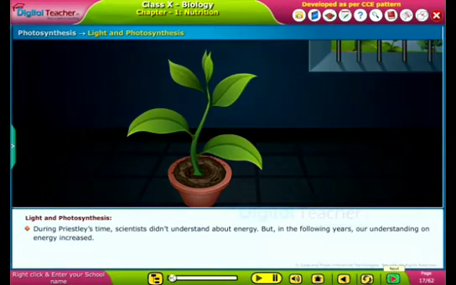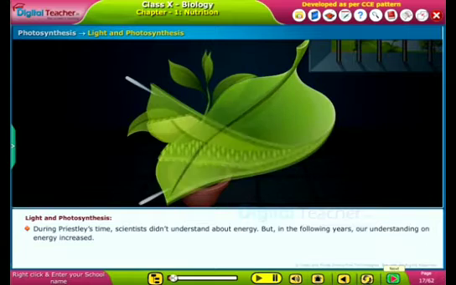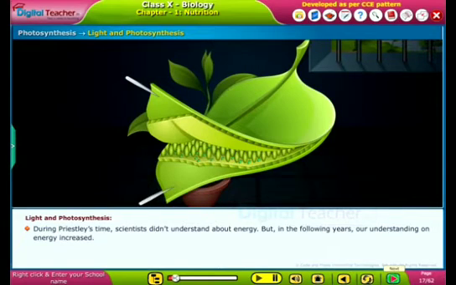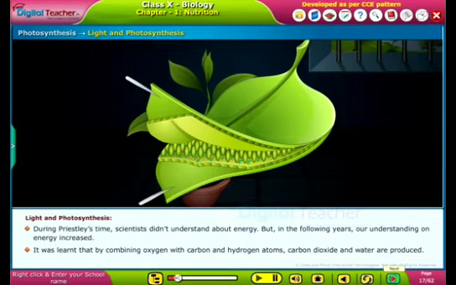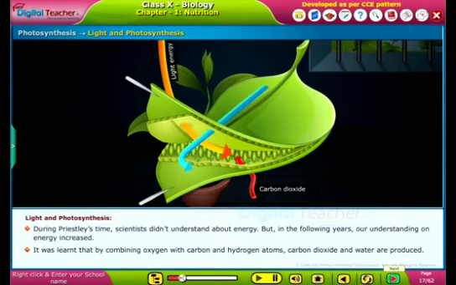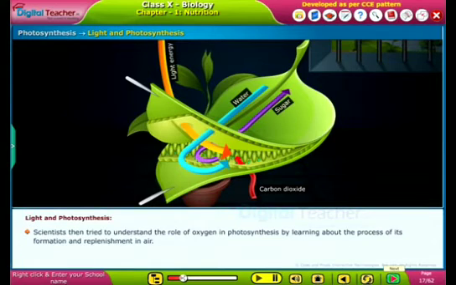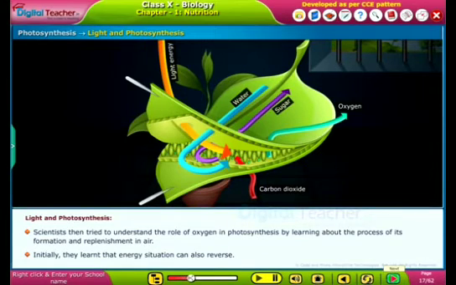During Priestley's time, scientists did not understand about energy, but in the following years, our understanding of energy increased. It was learnt that by combining oxygen with carbon and hydrogen atoms, carbon dioxide and water are produced. Scientists then tried to understand the role of oxygen in photosynthesis by learning about the process of its formation and replenishment in air. Initially, they learned that the energy situation can also reverse.